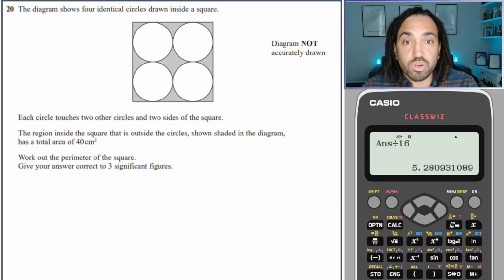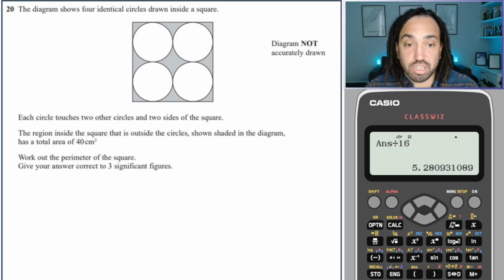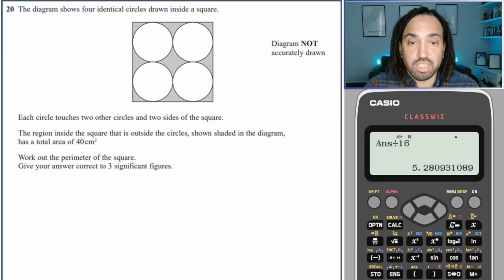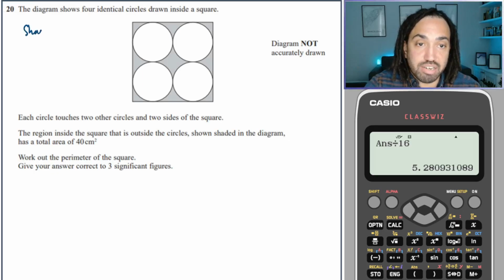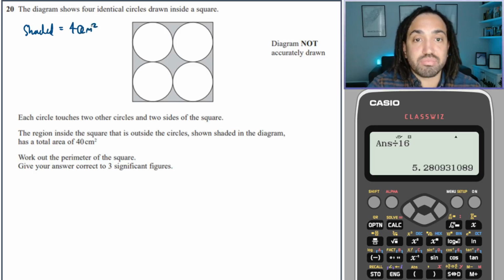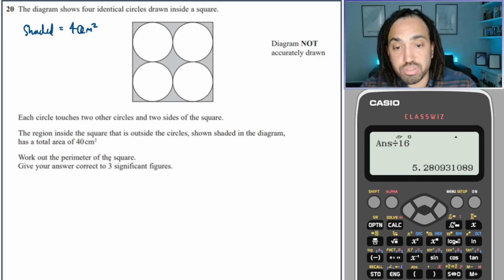Okay, we've got 4 identical circles drawn inside a square. This looks like something out of a UKMT question. Each circle touches 2 other circles and 2 sides of the square. Yeah, okay, fine. The region inside the square that is outside of the circles, shown shaded in the diagram, has a total area of 40. Okay, right, so reading all of that, the only bit of information I really care about is that the shaded area is equal to 40 centimetres squared. Work out the perimeter of the square.